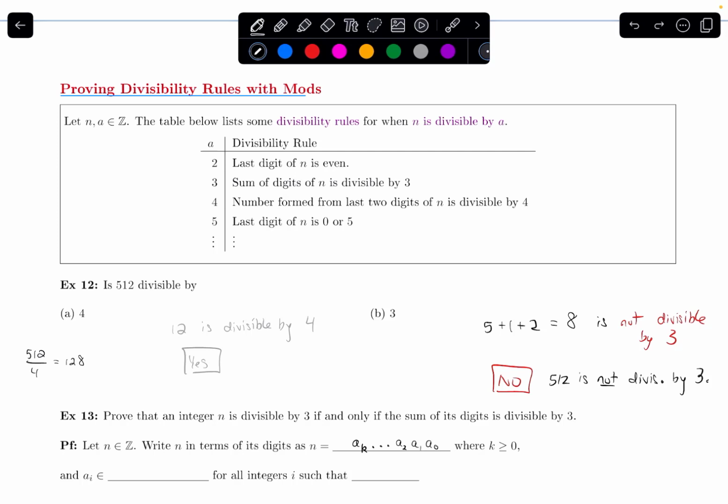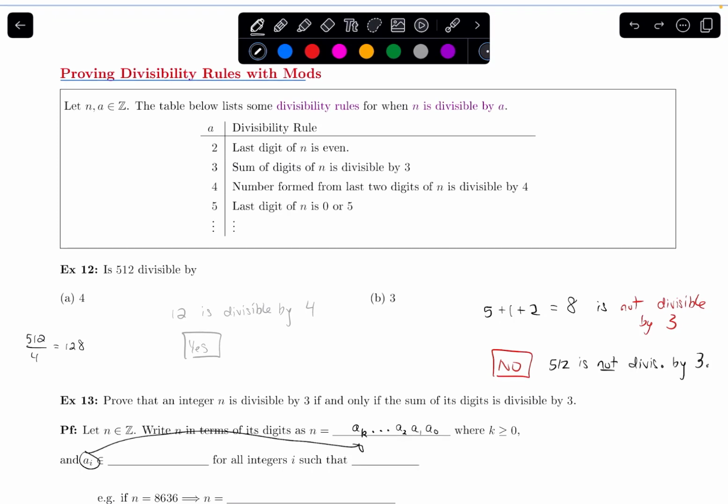Each of these digits Ai needs to be an element of the set 0, 1, 2, up until 9. That's just saying that the digits can be any integer between 0 and 9. And I'm going to make clear that that's true for any of these Ai. The way I say that is for all integers i such that i is between the smallest subscript, which is 0, and the biggest subscript, which is k. This is how I indicate that this is true for any of these digits: any of these digits has to be an integer between 0 and 9.